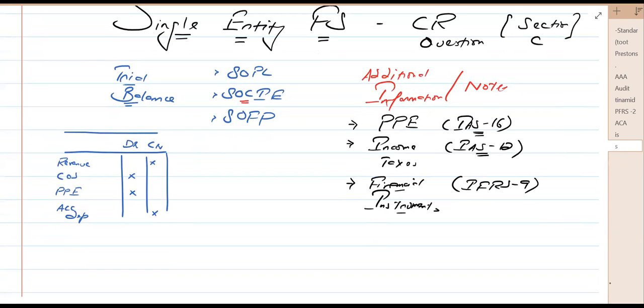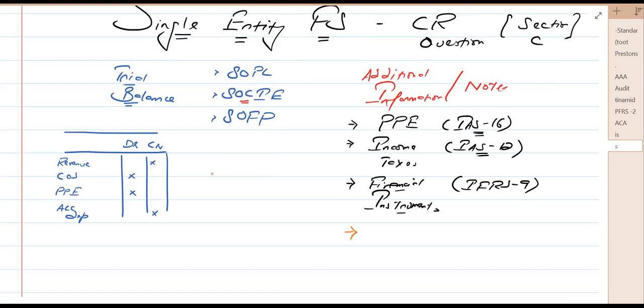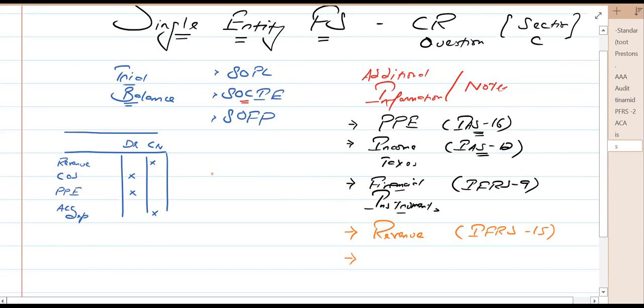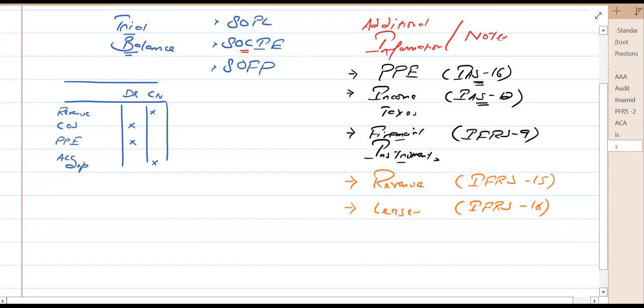And then we have some other adjustments, but not every time we see those. For example, adjustment from the revenue from contracts with customers, which is IFRS 15. Adjustment from the leases, right of use asset, and the lease obligation, that is IFRS 16. Okay, so you will find these adjustments within the single entity financial statement question.